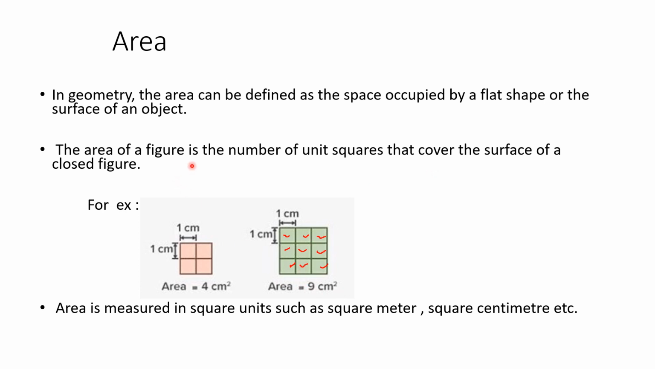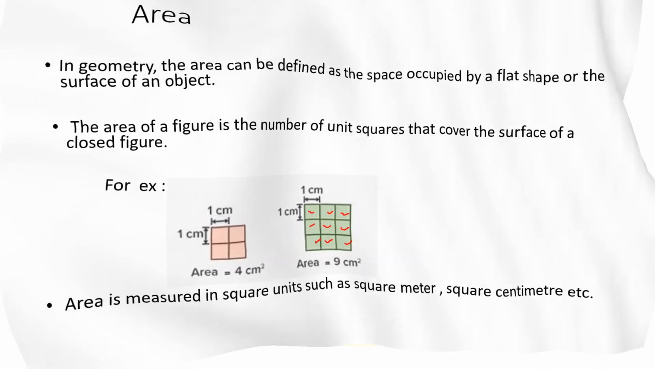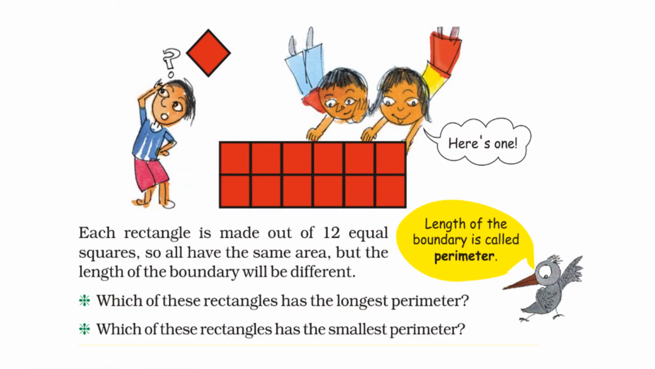It's clear? So area of the figure is the number of unit squares that cover the surface of a closed figure. Area is measured in square units such as square meter and square centimeter. So here we have written centimeter, so area will be centimeter square, but sometimes we are using meter also. So area will be square meter. So instead of centimeter square, there you have to write meter square. Clear? I hope you understand the meaning of area and perimeter.